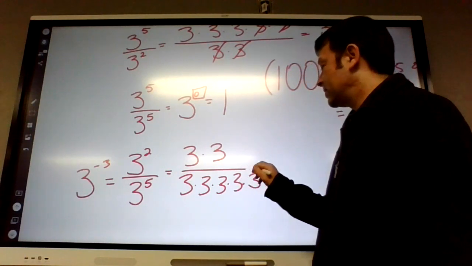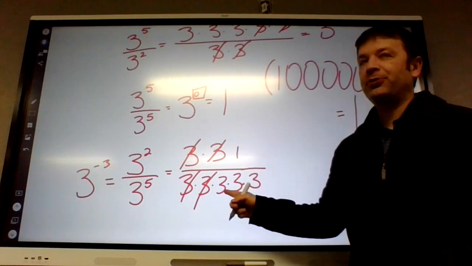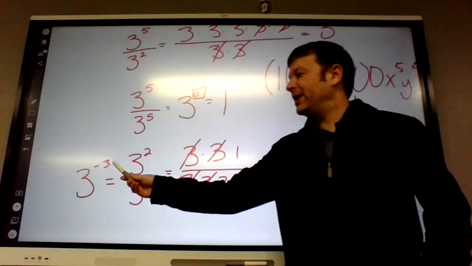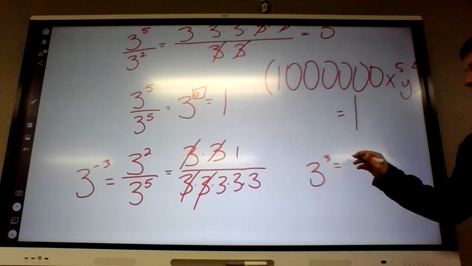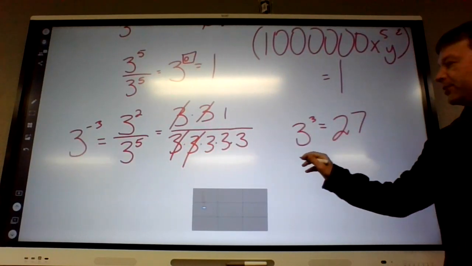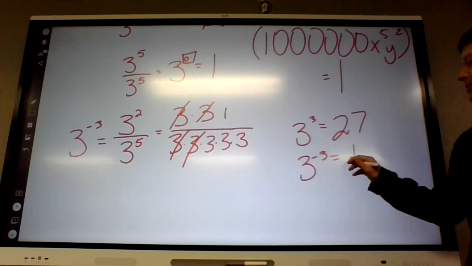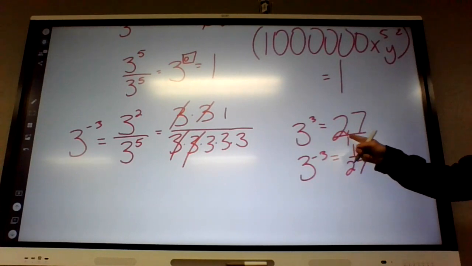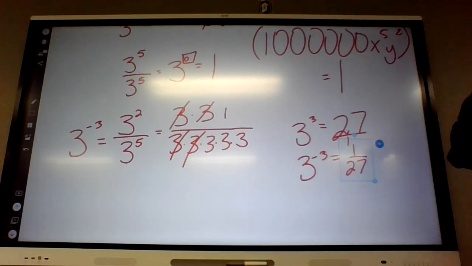hold on, cross out, cross out, cross out, cross out. It basically means it's 3 to the third on the bottom. So a negative exponent, what's 3 to the normal third? 27. So 3 to the negative third is 1 over 27. So a negative exponent is like flip. This is like 27 over 1, and this is like 1 over 27. You've got to put that in your brain.